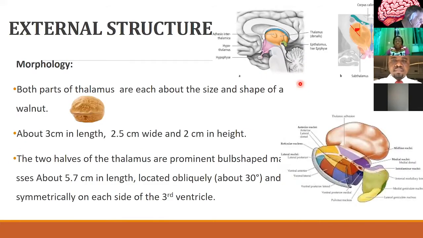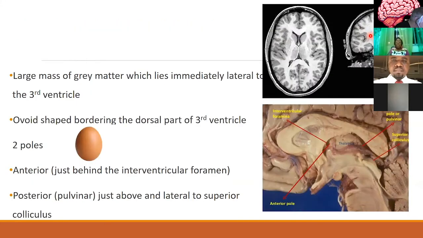Morphologically, both parts of the thalamus are each about the size of a walnut, about 3 centimeters long, 2.5 centimeters wide, and 2 centimeters in height. The 2 halves of the thalamus are prominent bulb-shaped masses of about 5.7 centimeters, located obliquely and symmetrically on either side of the third ventricle. As you can see on this second image, the thalamus is a large mass of gray matter which lies immediately lateral to the third ventricle.